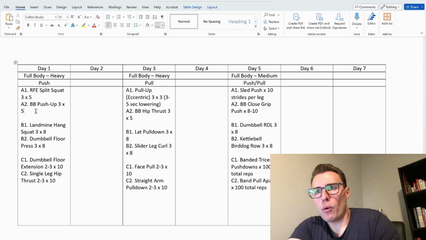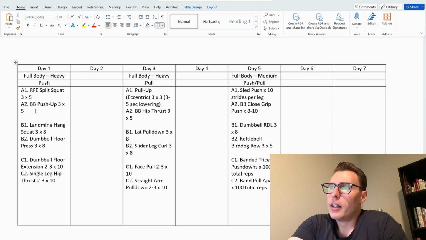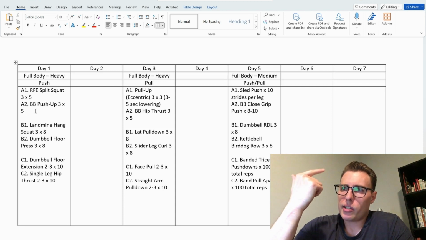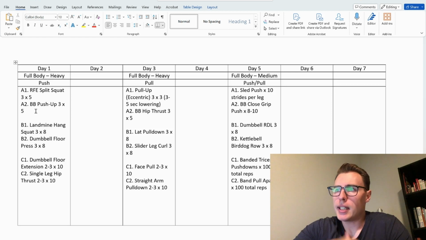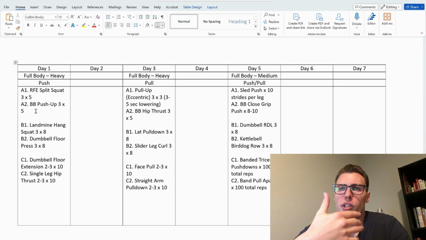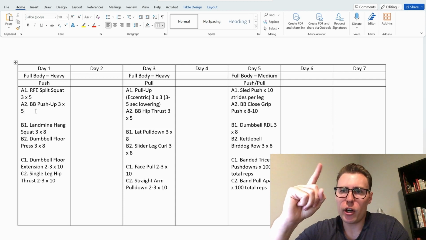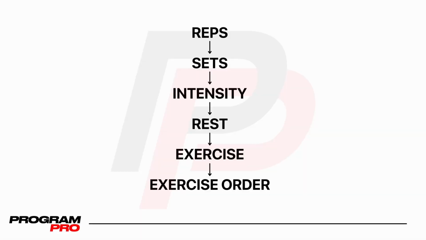The reason you want to focus on repetitions first is because in terms of training variables, there's reps, sets, volume, intensity, exercise selection, exercise order. In terms of all those variables, repetitions are the one variable that dictates all other training variables. So if you know how many reps your client is doing, you'll know which exercises they should be doing for that rep range.